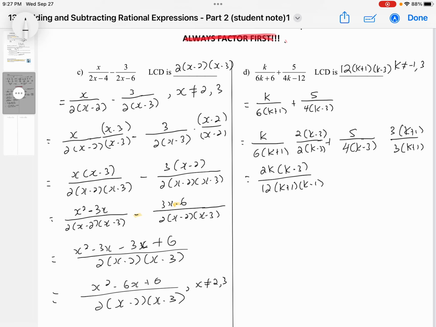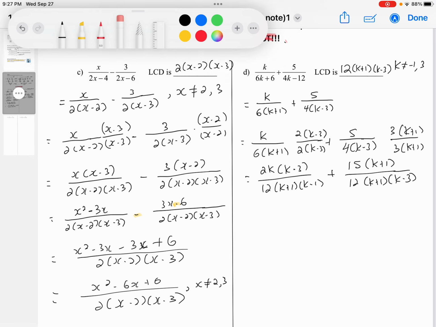I've now multiplied that stuff out to get the common denominator I wanted. And over here, handle the monomials. 5 times 3 is 15, times k plus 1, and the denominator now is 12. And I'm just switching the order of that denominator. It's k plus 1 and k minus 3. Oh, I wrote minus 1 on the other one there. Let me just fix that up there. There we go.